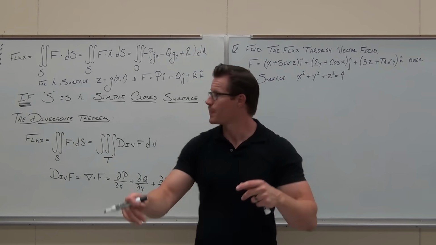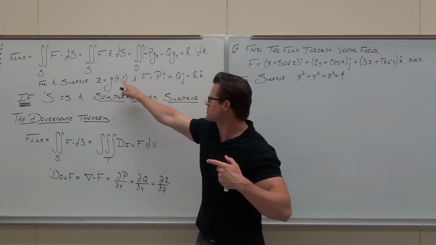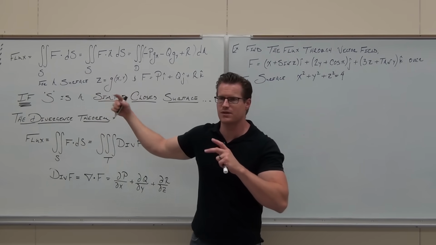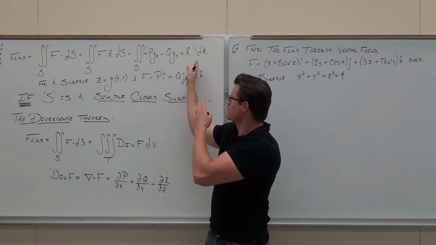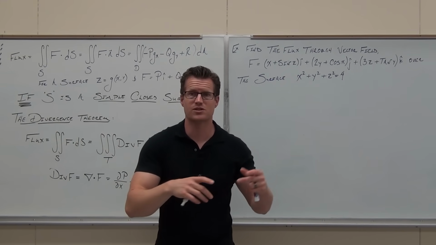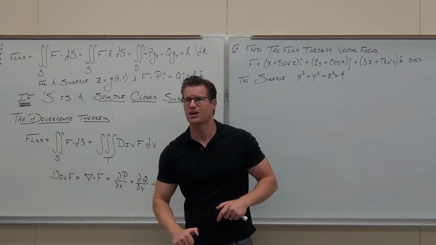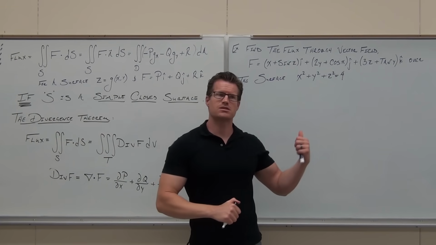How can we calculate it? One way, just like that. If we can define the surface as z equals a function of x and y, we can do it just like that. We've already done that. If we have a simple closed surface, things get even easier. You ask, are triple integrals easier? They can be. Let's take this example out.